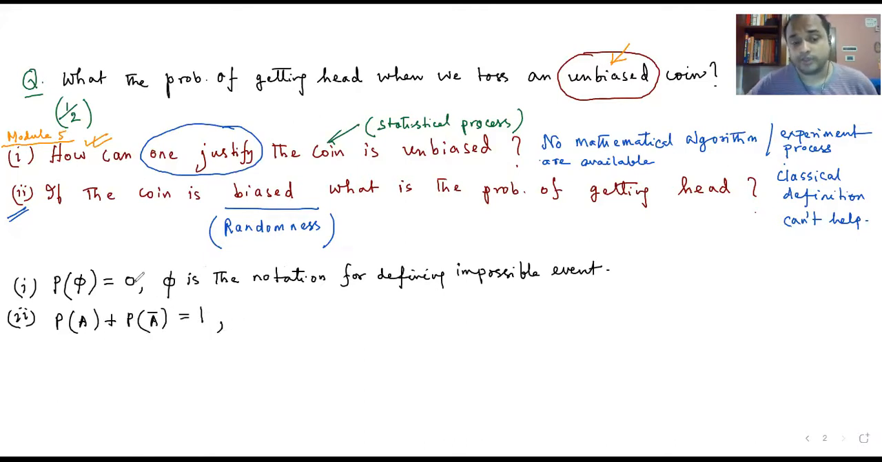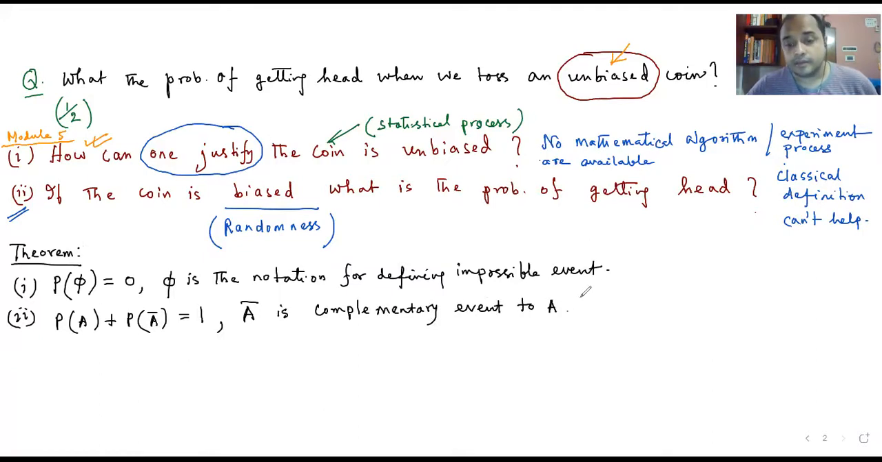My second property is probability of A plus probability of A bar is equal to 1. This is not an axiom. These are the theorems. Let us call them theorems. A bar is the complementary event to A. That is, A bar implies A is not happening.